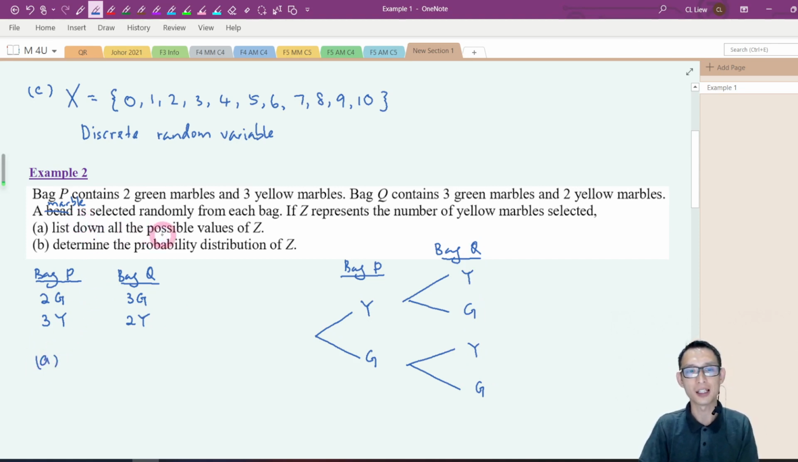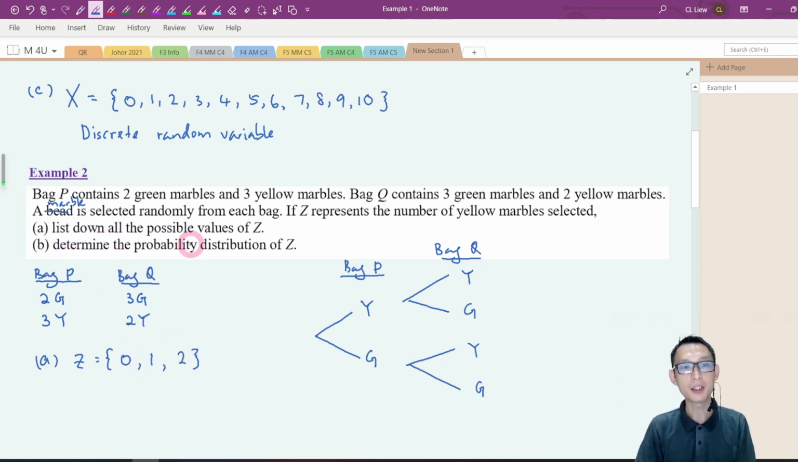Now, what are the possible values of Z? It can be 0 times, which is green, green. You didn't get any yellow marbles, so it can be 0. It can be 1 time, right? 1 yellow marble, which is green, yellow, or yellow, green. And it can be 2 times as well, yellow, yellow. These are all the possible values of Z. It's not possible to get 3 because you only pick 2 times, 1 from each bag. Okay, so the answer for A will be 0, 1, and 2.